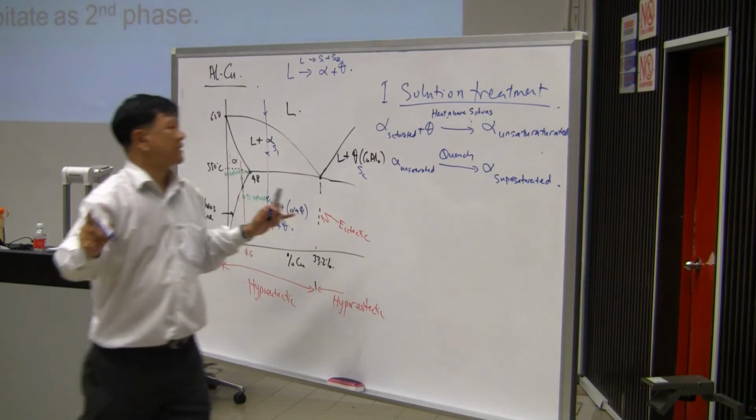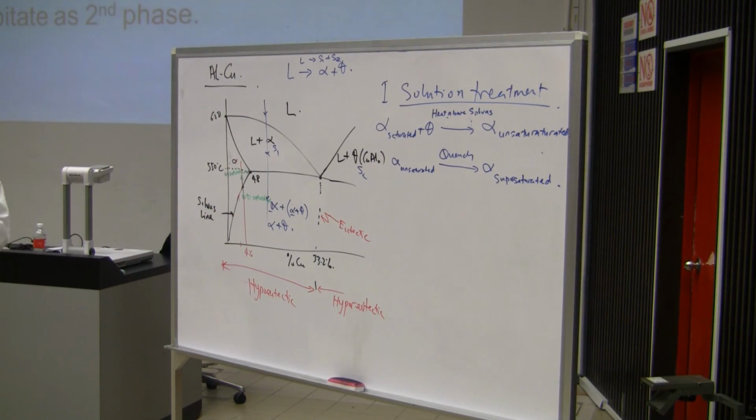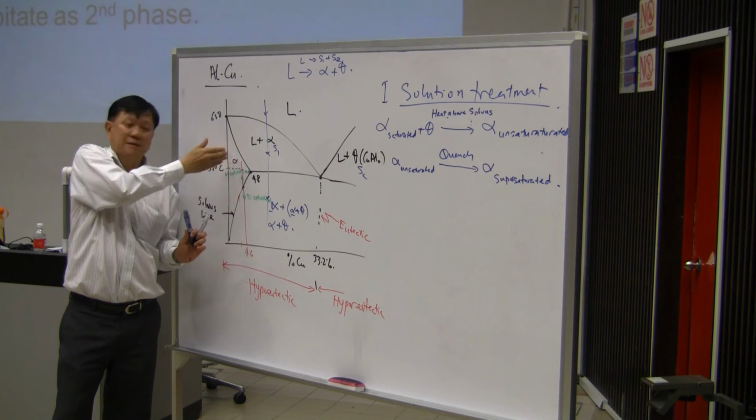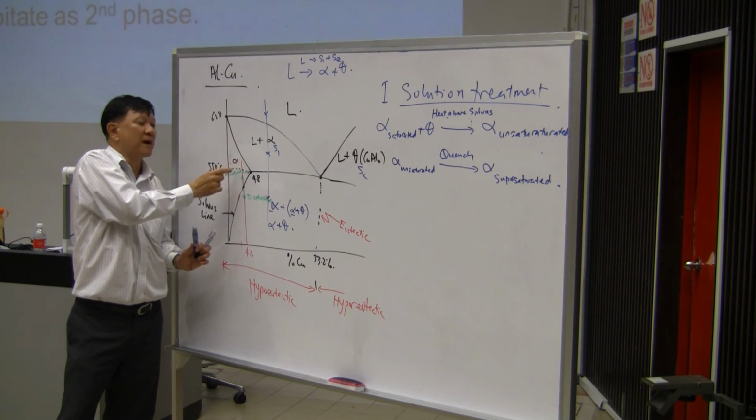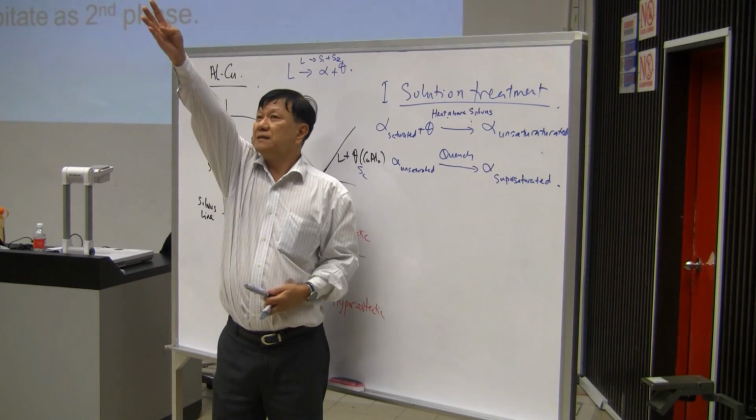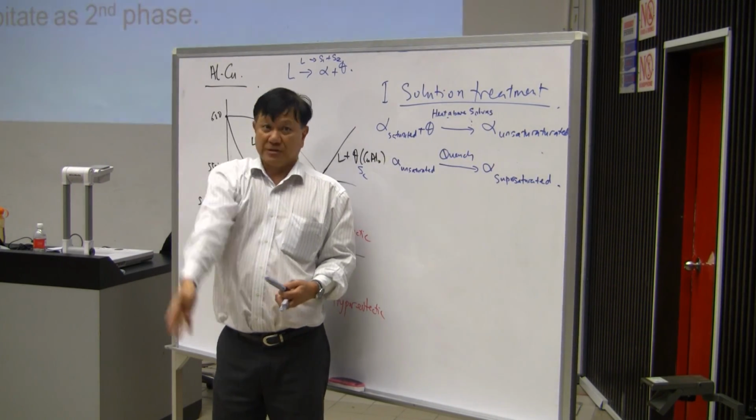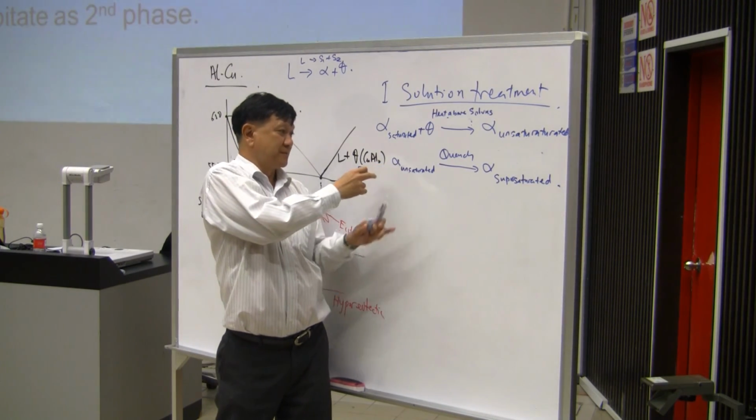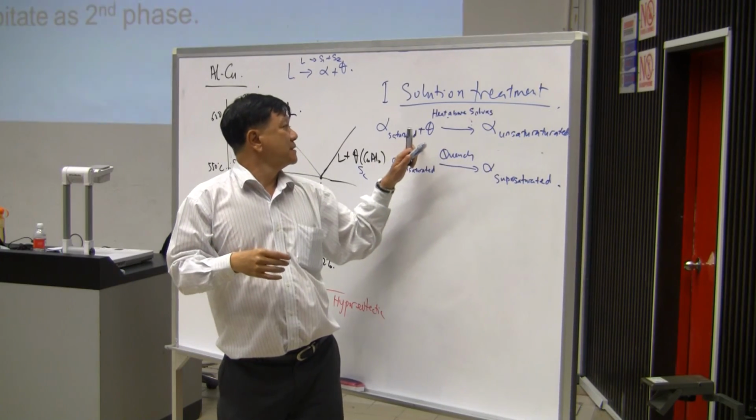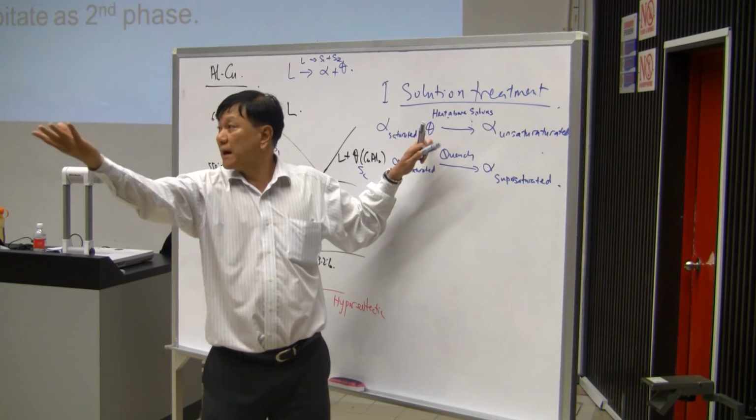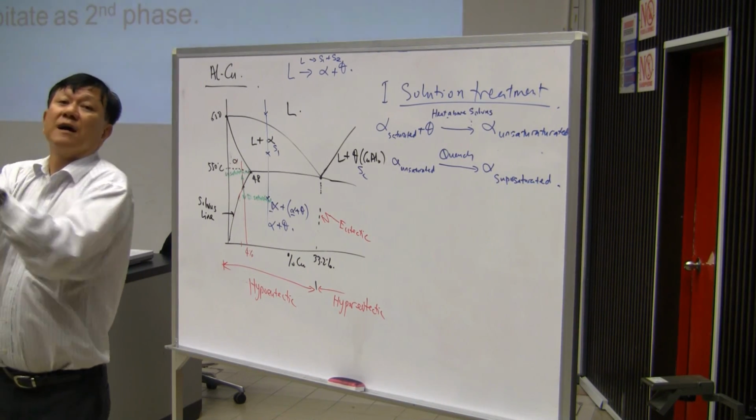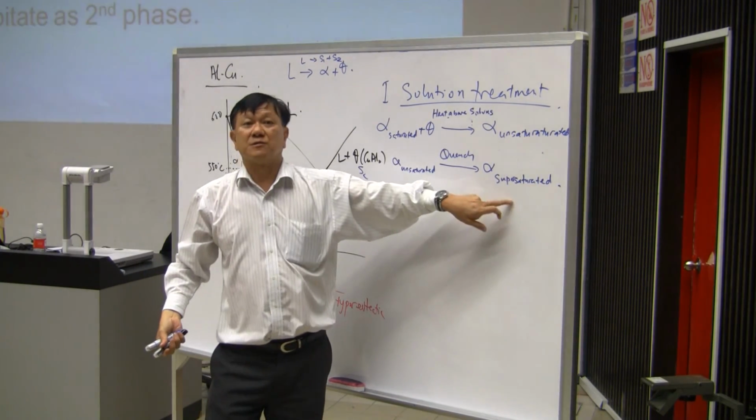Okay, listen here. When I heat it up, I will get alpha unsaturated. Then after that I quench. When I quench, there is no time for the theta to come out. It will remain in the solution. So the alpha is a supersaturated solid solution.